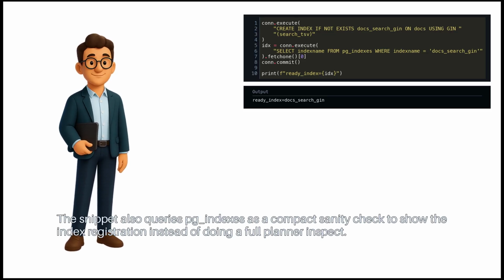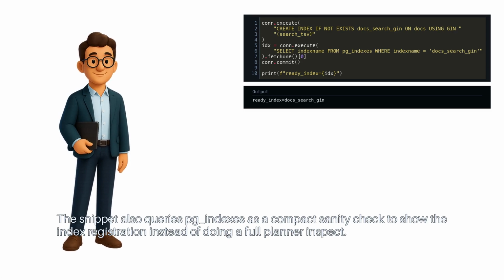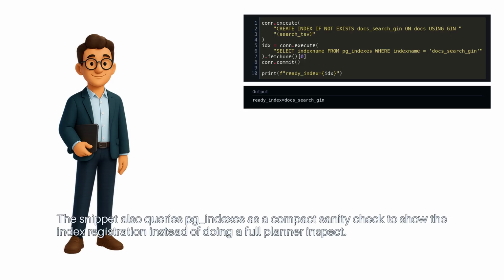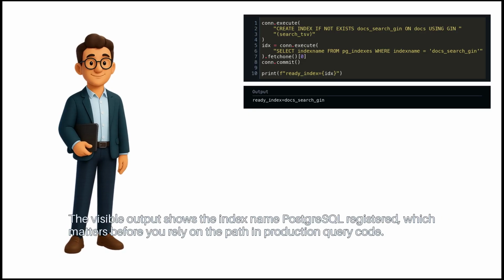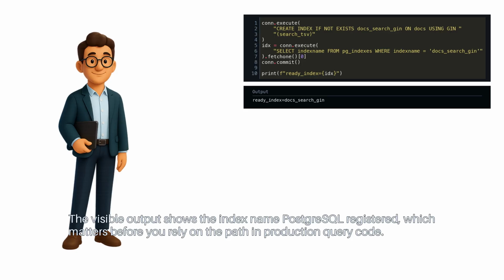The snippet also queries pg_indexes as a compact sanity check to show the index registration instead of doing a full planner inspection. The visible output shows the index name PostgreSQL registered, which matters before you rely on the path in production query code.